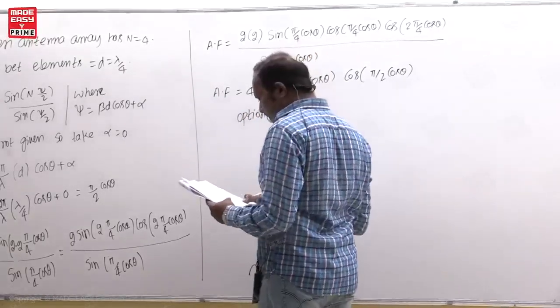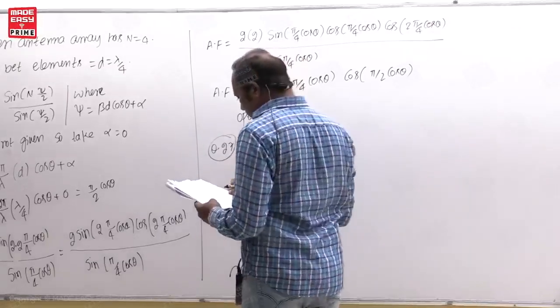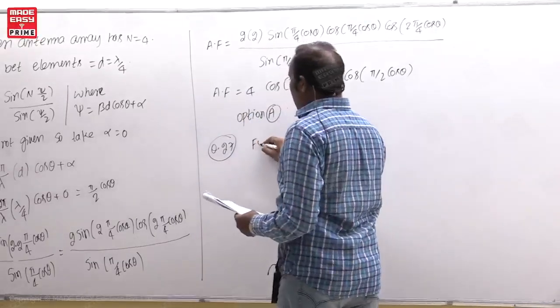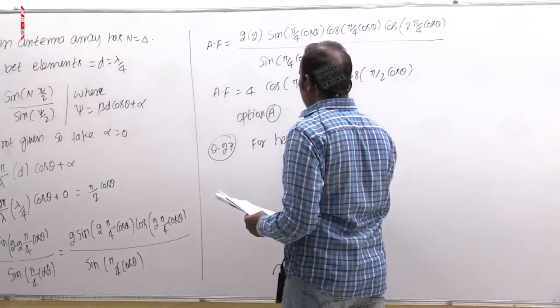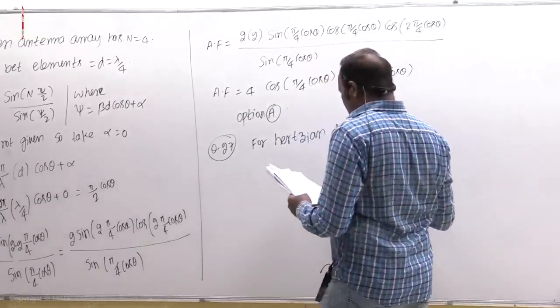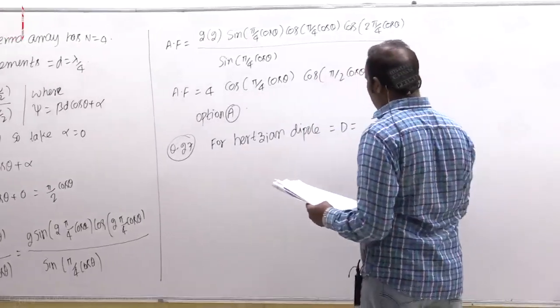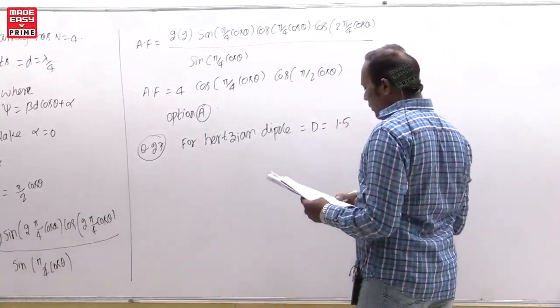Option A. Now next one, for Hertzian dipole, directivity, already I told you to remember this one. Directivity is 1.5. It is a standard question.